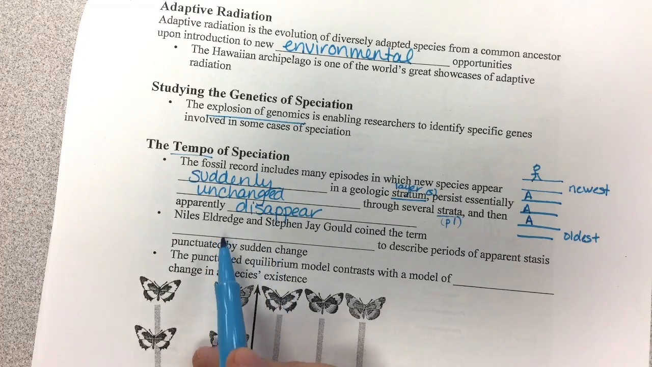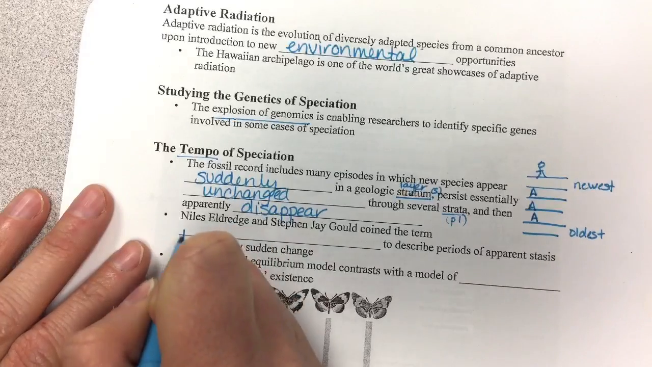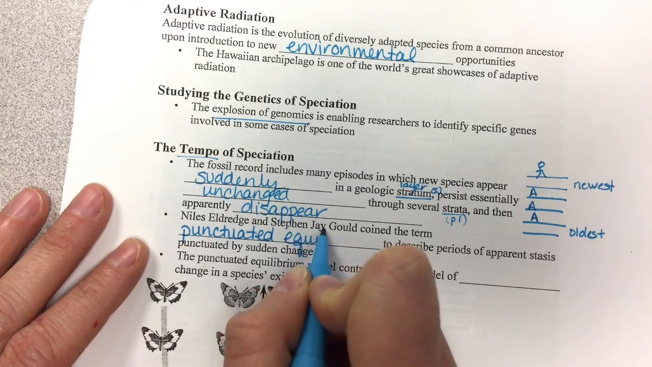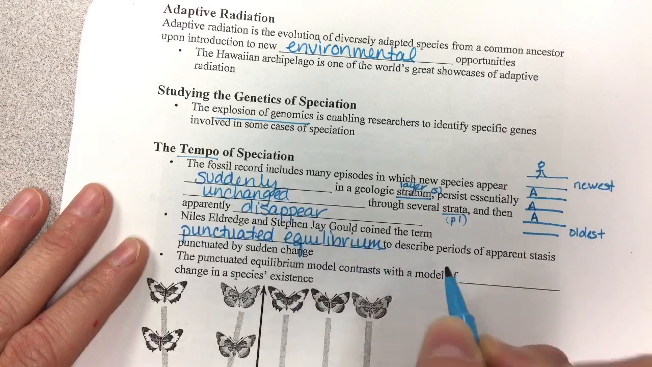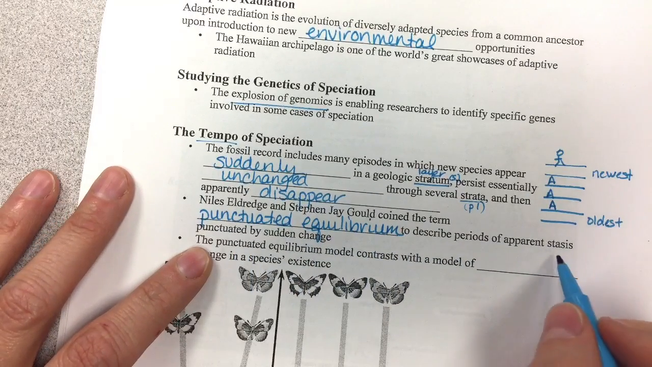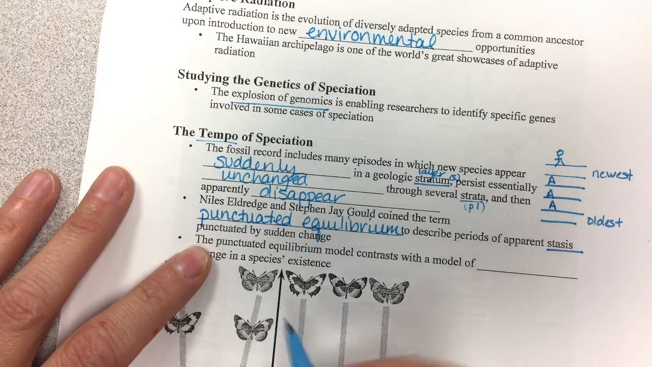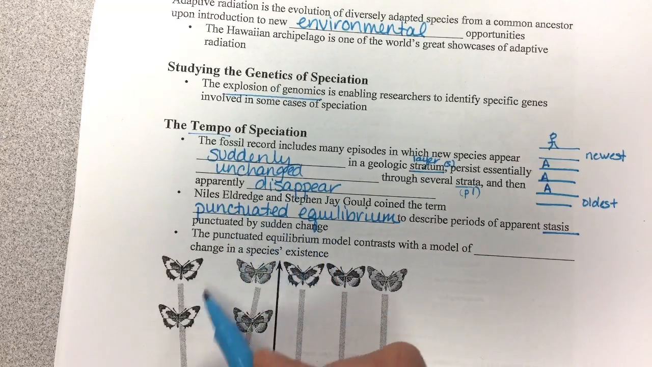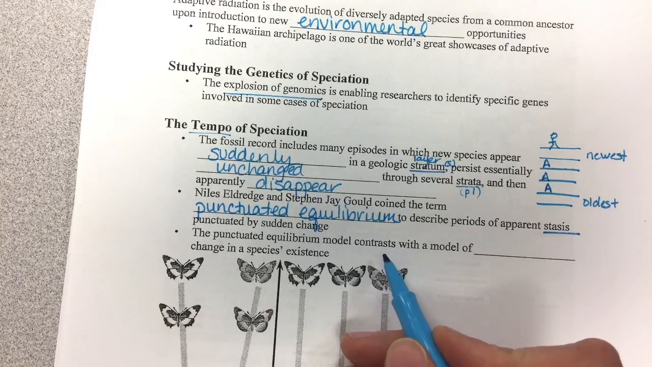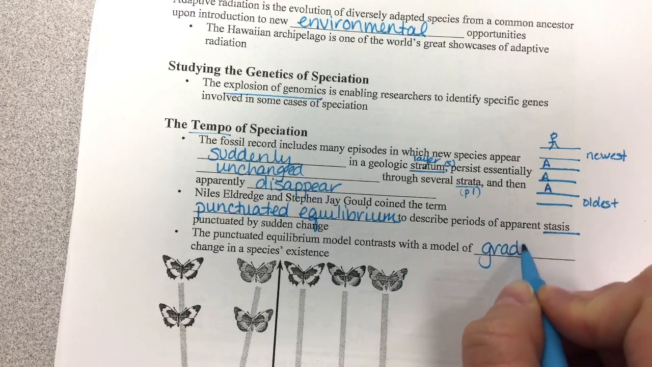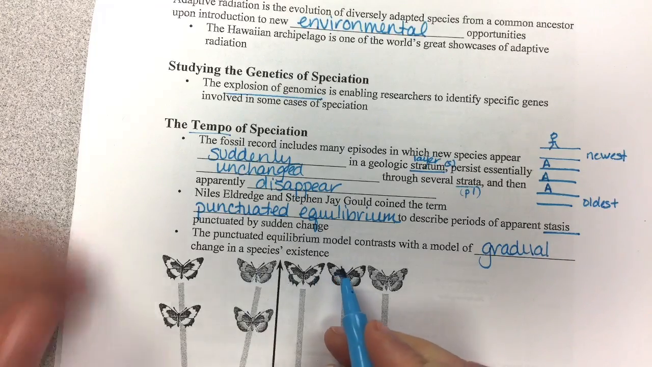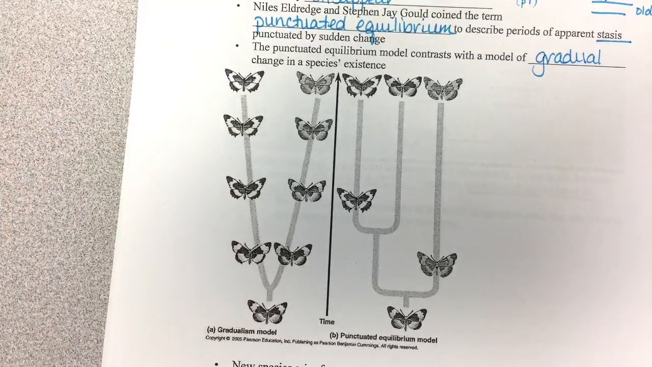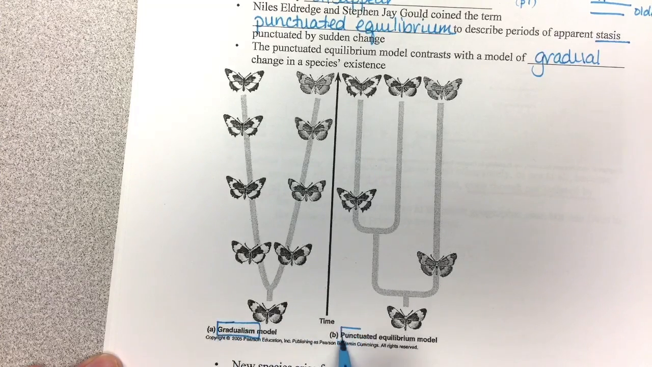Then these two scientists, Eldredge and Gould, coined the term punctuated equilibrium to describe periods of apparent stasis. That means unchanging, that stays the same, punctuated or kind of interrupted by sudden change. So hence the name punctuated equilibrium. This model contrasts with a model of gradual change, called gradualism, in a species' existence. And that's what this picture down here is showing you. So here's gradualism, and here's punctuated equilibrium.